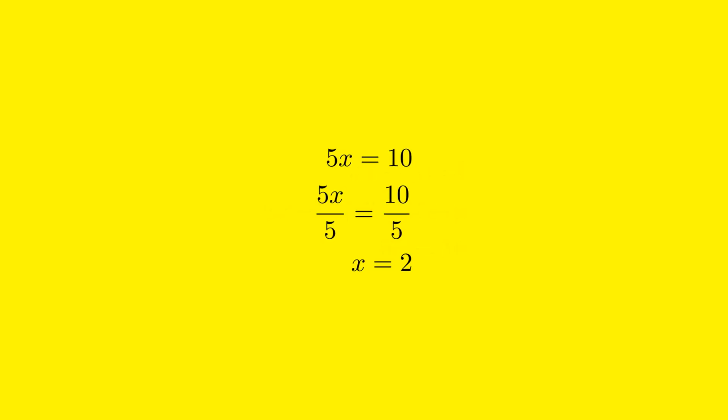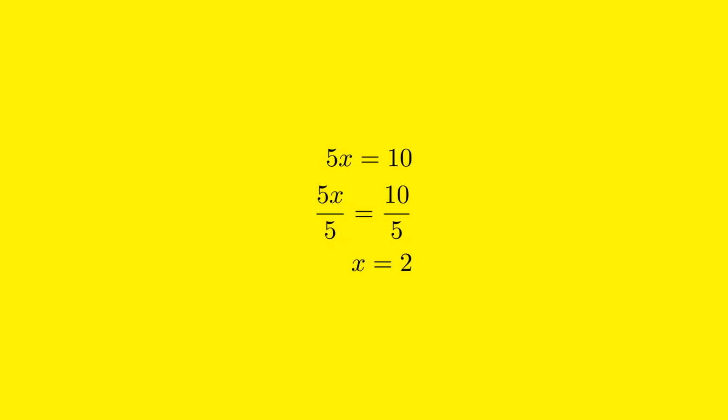In step 2, our goal is to solve for the variable x now that we have the equation 5x equals 10. To do this, we need to isolate x by itself. In the equation, 5x means 5 times x. To reverse the operation and get x alone, we need to do the opposite of multiplying by 5, which is dividing by 5. This means we will divide both sides of the equation by 5.